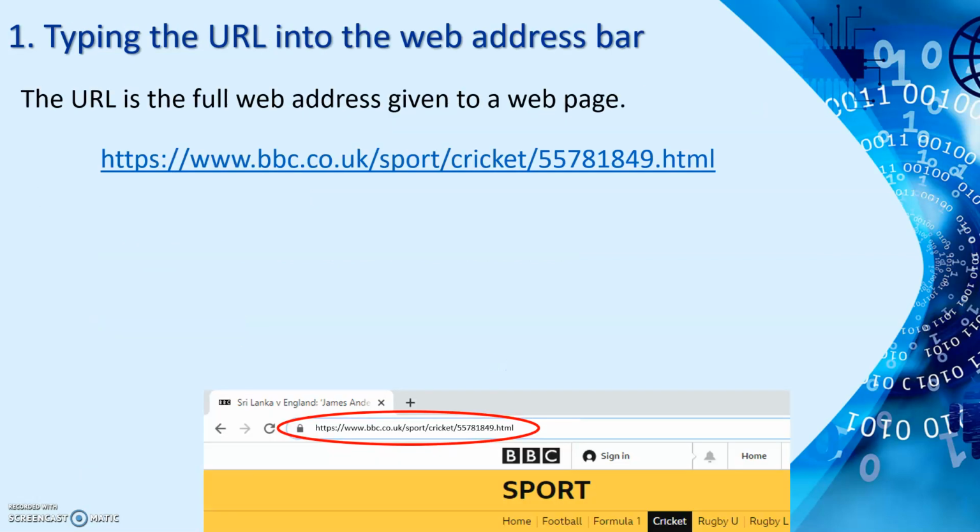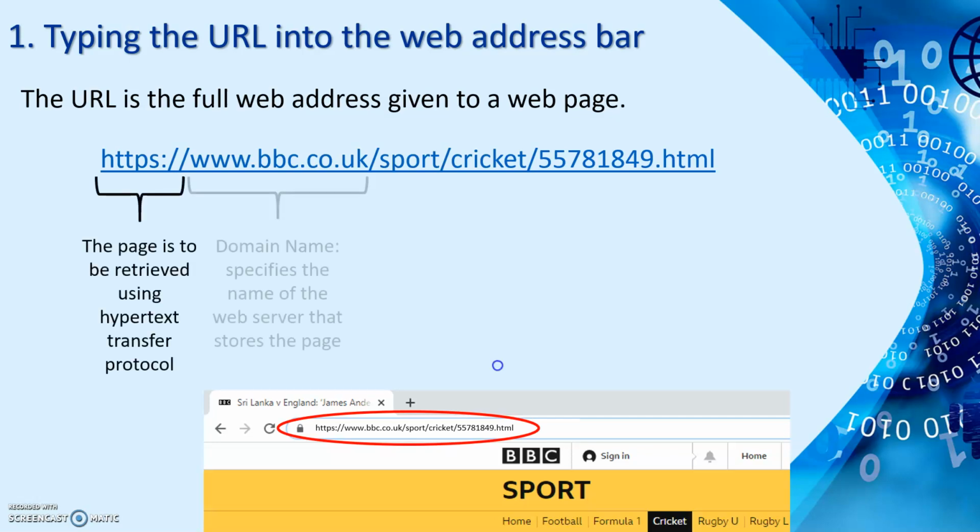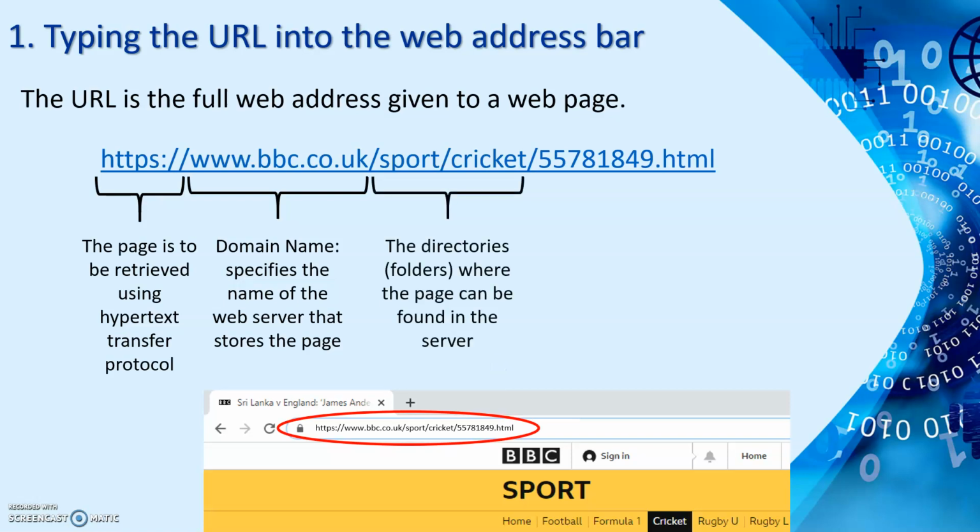So this is a recap, you've already seen this. Typing the URL into the web address bar. What does URL stand for? I hope you instantly said Uniform Resource Locator. And it's the full web address given to a web page. And this was the example we looked at in the previous lesson. The protocol, the domain name, the folders, and the actual web page name itself.